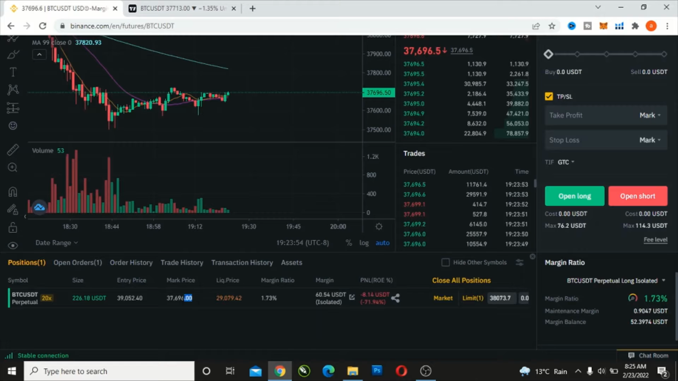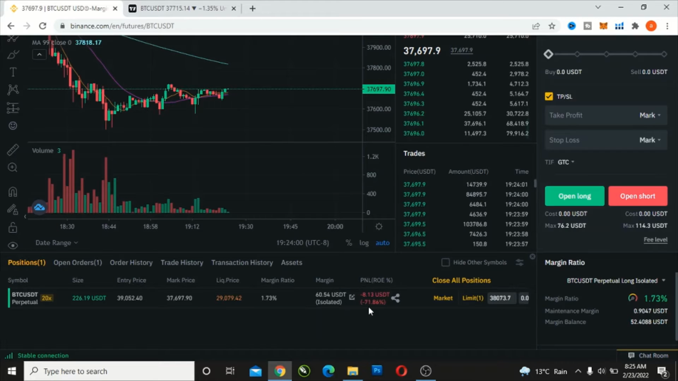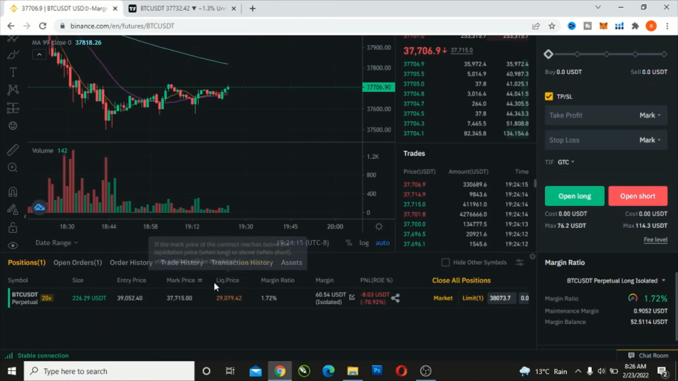As you can see in the market price column as well. So I'm in loss of -8 USDT or -71%. Now I am worried that if the price keeps on falling, then I might get liquidated. What is liquidation? This is the column of liquidation price.